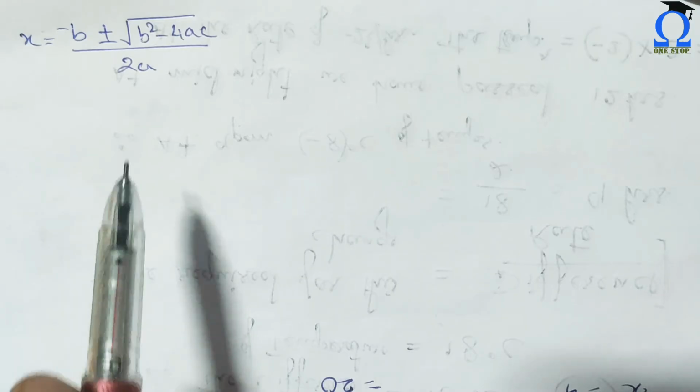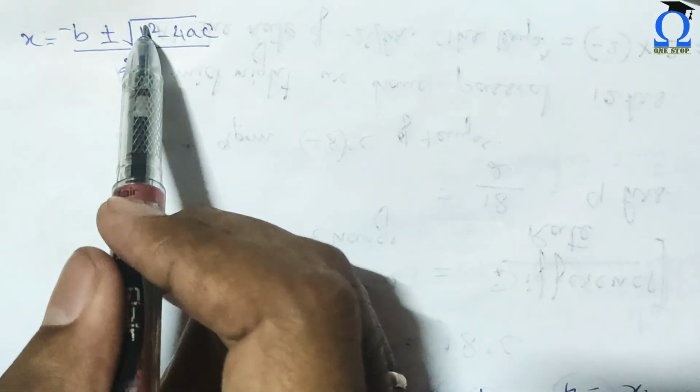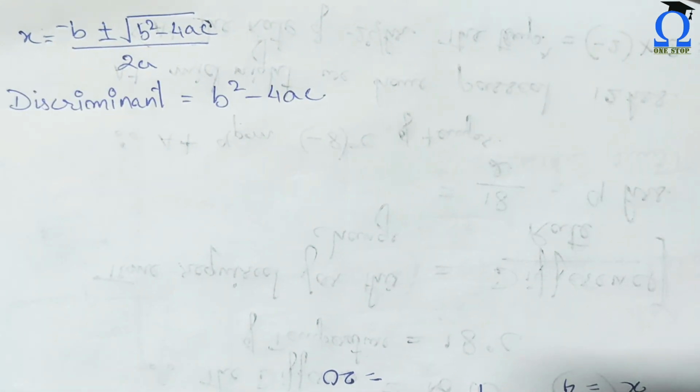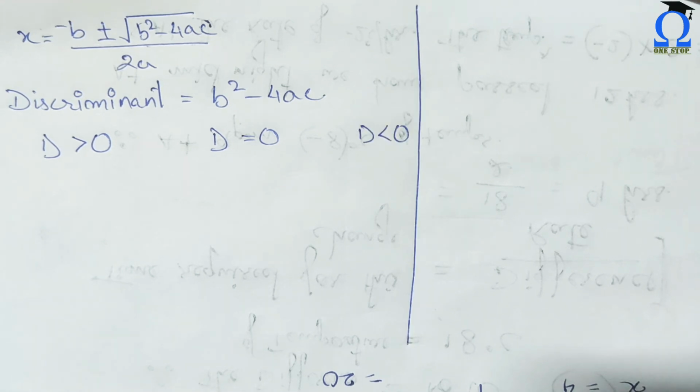So let me talk about that part of the quadratic equation. As we have already studied, this portion inside the square root we call the discriminant. Okay, so we call it D, and D is equal to b² minus 4ac. This discriminant will decide whether we have a proper solution, or equal solutions, or what kind of solution. Okay, so if D is greater than 0, or we can have a situation that D is equal to 0, or we can have a situation that D is negative.